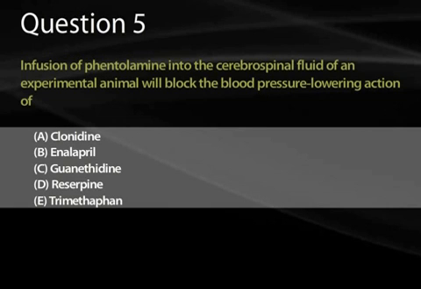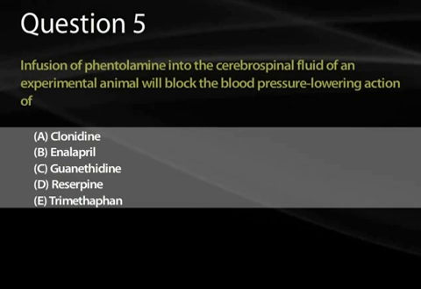When you think of CSF, cerebrospinal fluid, you should think of the central nervous system. And you'd want to know which of these molecules are most active in the central nervous system. As you know, clonidine is. So is guanethidine and reserpine. Trimethophan works in the ganglion. And enalapril is an ACE inhibitor, so it's not very active in the central nervous system.